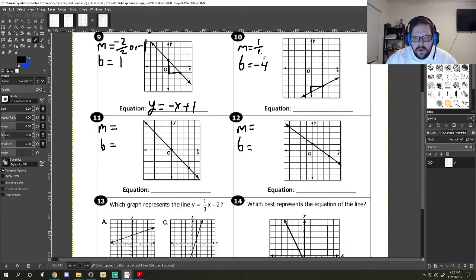So 1/2, or 1 over 2, is going to be my slope. So my equation is going to be y equals 1/2 x minus 4.